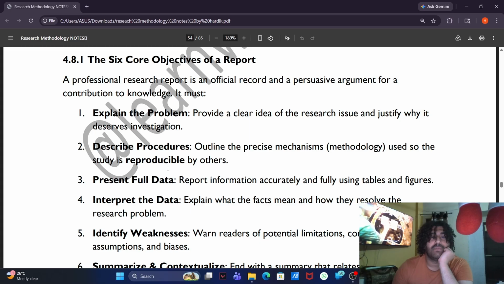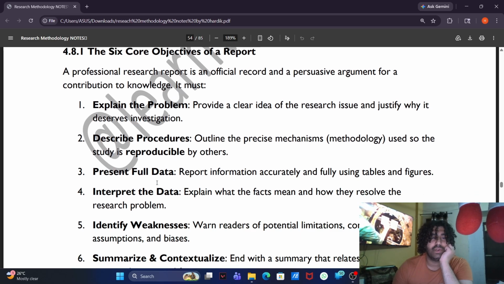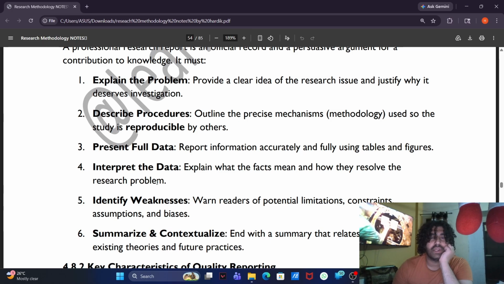Explain the problem. Provide a clear idea of the research issue, and justify why it deserves investigation. Describe procedures. Outline the precise mechanisms and methodology used so the study is reproducible by others. Present full data. Report information accurately and fully using tables and figures.